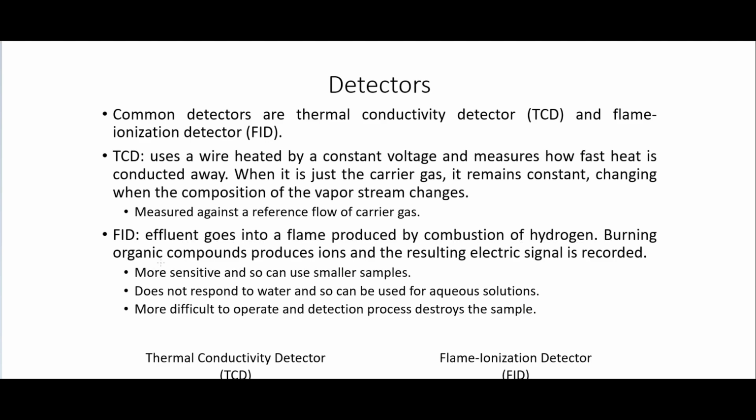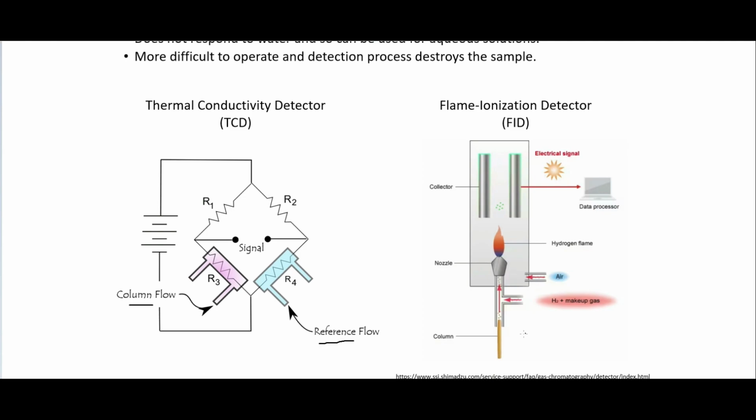The burning of the organic compounds produces ions, and the resulting electrical signal is recorded. So we have our sample coming up here through the column. It mixes with this H2 right here. It then burns in this flame. The ions come up off of here. They collect on these collectors, and that changes the electrical signal going through them.